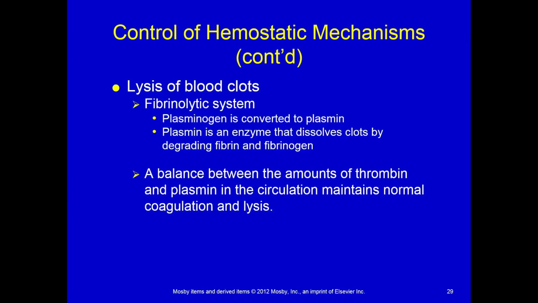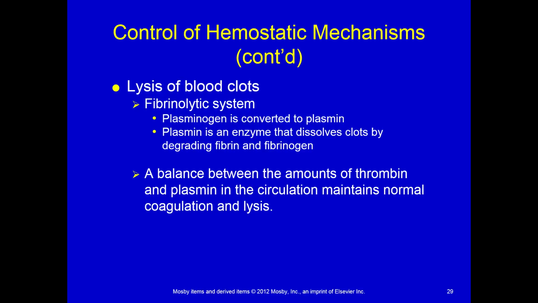Okay, plasminogen is converted to plasmin, and plasmin is an enzyme that starts to break away and dissolve the clot by degrading that fibrin mesh and degrading that little cage or that little basket that was created there. It breaks that down. So it truly is a balance between the amounts of thrombin, which create a clot, and plasmin, which break down a clot. And again, I want that to be clear to you.